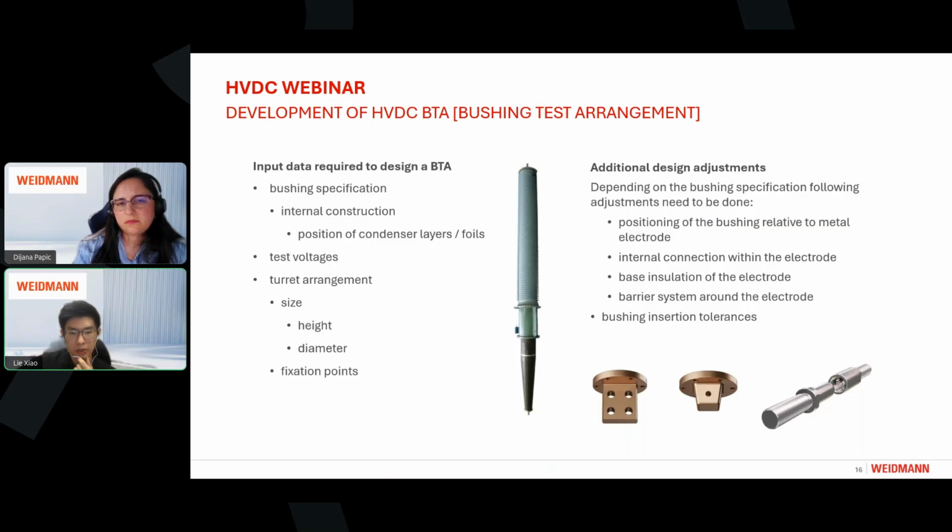And also, additionally, depending on the bushing spec, the relative position of the bushing towards the electrode, the internal connections, the base layer, and the barrier system need to be considered during the design of the bushing test arrangement. Next page, please.